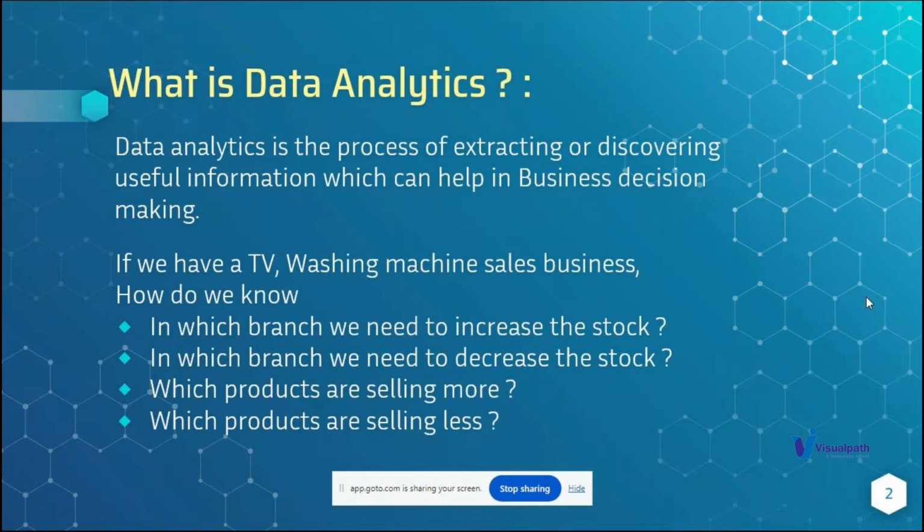Suppose we have a TV washing machine sales business. How do we know in which branch we need to increase the stock? How do we know in which branch we need to decrease the stock? So how can we come to know these things? With the help of data. We need to take at least the recent 3 or 4 months of data and analyze it. Just by looking at yesterday's or today's data, we cannot come to any conclusion. Okay.